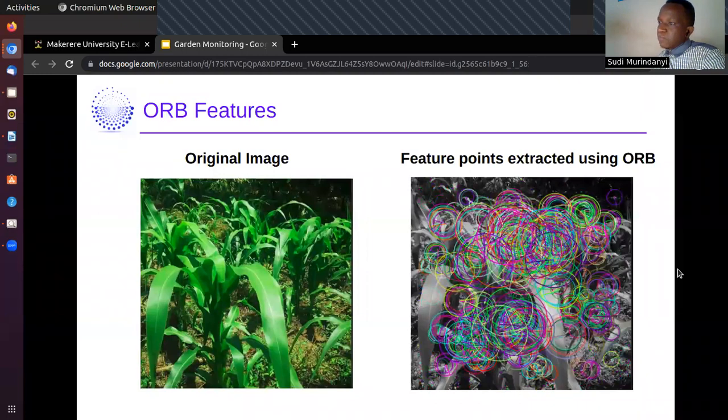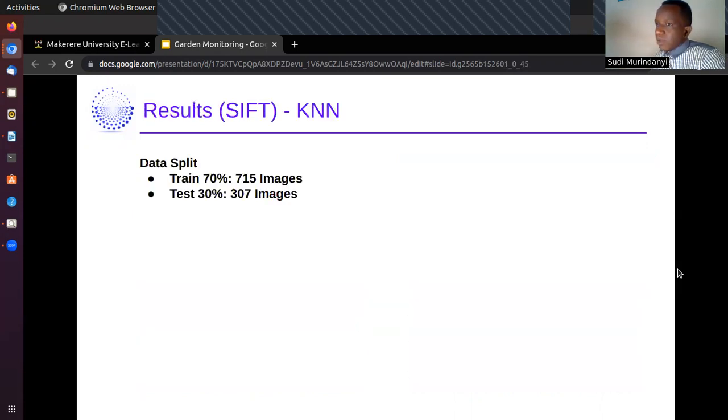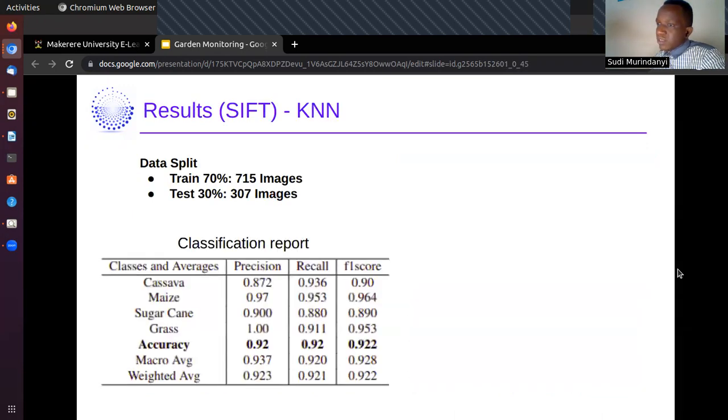And then for ORB, it's similar to SIFT, but ORB uses 2 techniques. One is FAST, which is features from accelerated segment test, and the second one is BRIEF, which is binary robust independent elementary features. So it's sort of the same, but ORB uses those 2 techniques. So these are the results I got.